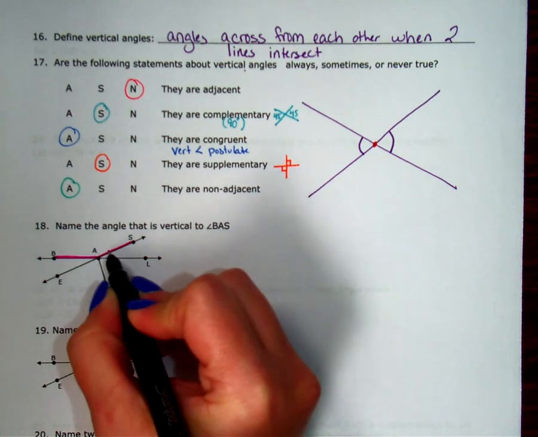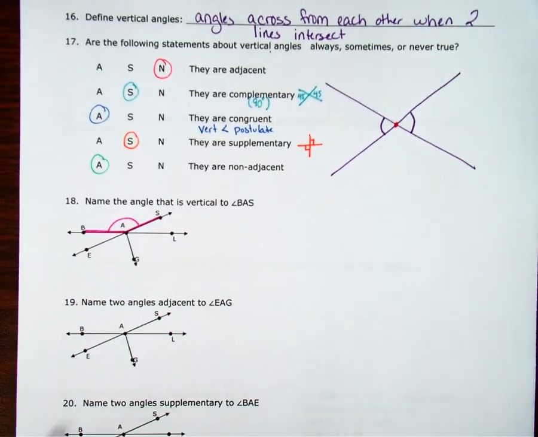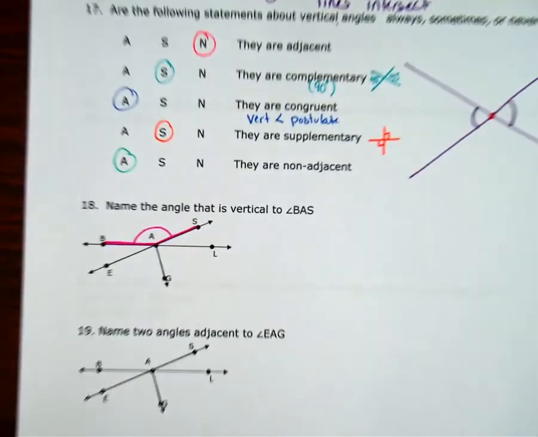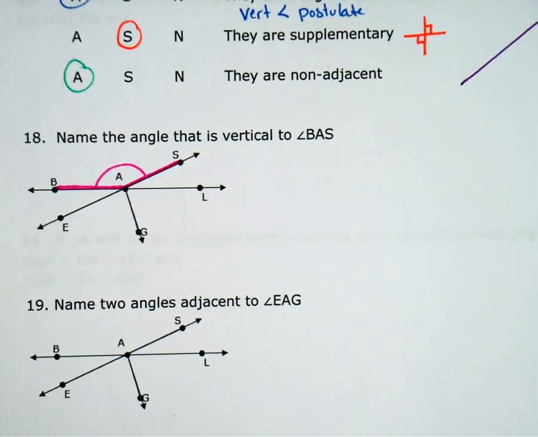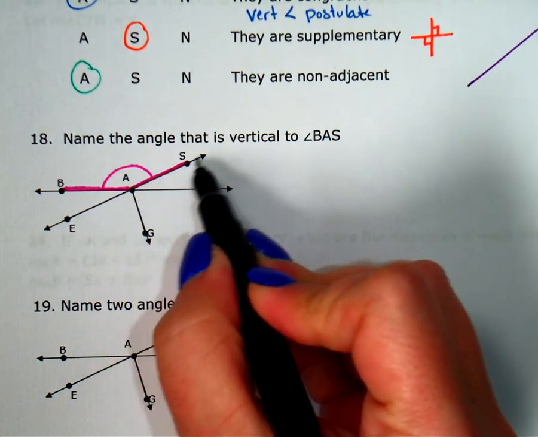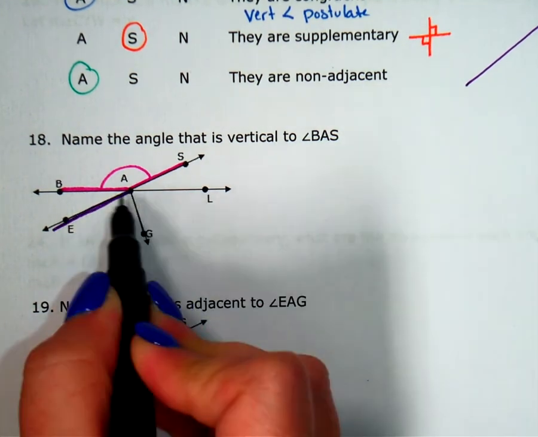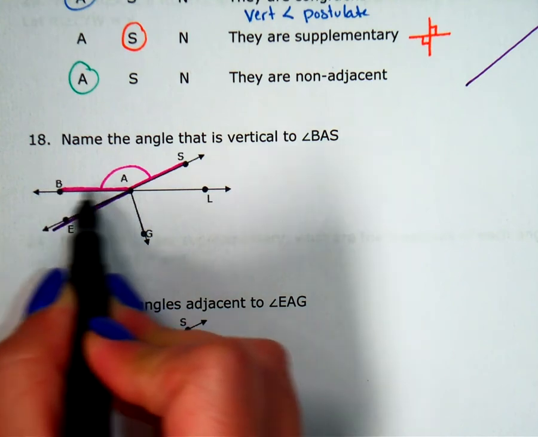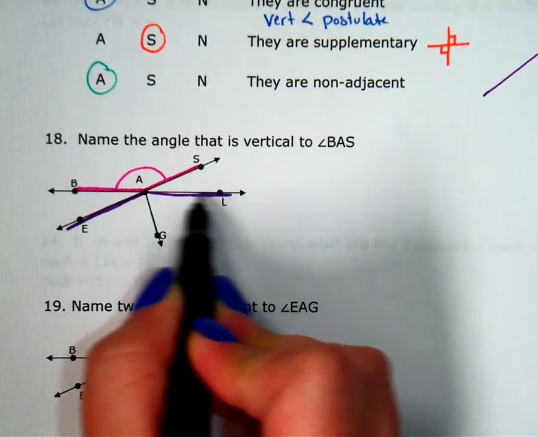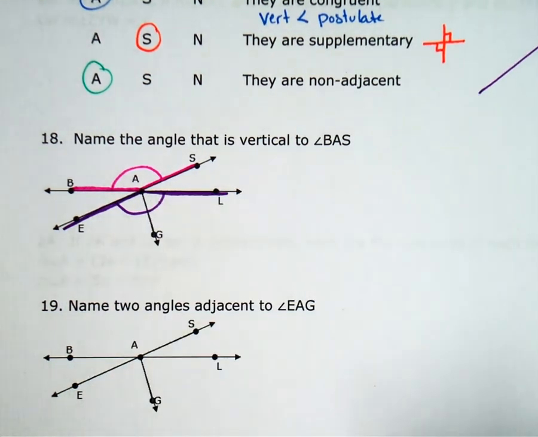Okay? So that's the angle I want to be vertical to. And so I need to figure out which one is across from that when my two lines intersect. So I need to look at two intersecting lines. I'll zoom in so we can see a little better. All right, so it's when two lines intersect. So if I were to take this ray and think of it as a line, and then I took the ray of this angle, this other ray, and thought of it as a line, then that shows me where the vertical angle is. I just have to know what to call it.